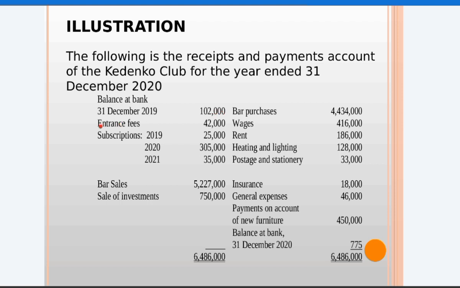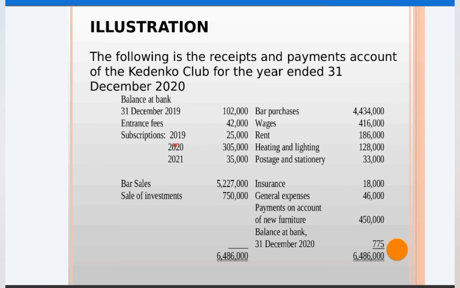So we have receipts of entrance fees of 42,000. There were receipts of subscriptions which were meant for 2019 of 25,000. The receipts for 2020 which were received in 2020 were 305,000, and the receipts of 35,000. These receipts of subscriptions of 2019 were received in 2020, so these ones were received for a previous year.